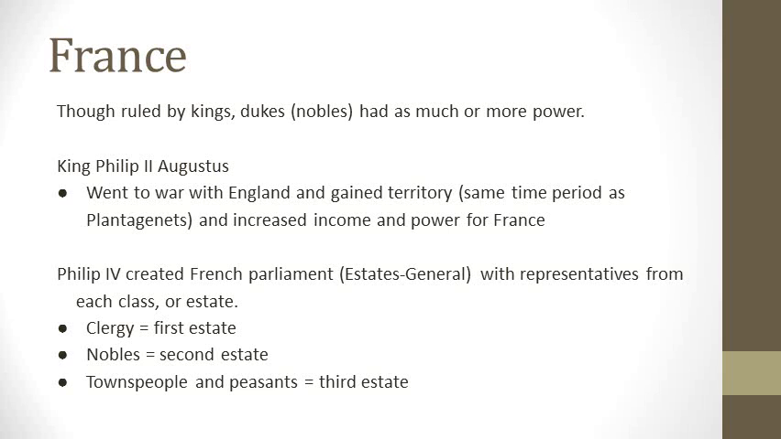The clergy represented the first estate, the nobles represented the second estate, and the townspeople and peasants were represented by the third estate. So you can see that just like in England, the king is trying to sort of consolidate power away from local areas and have it more centralized.